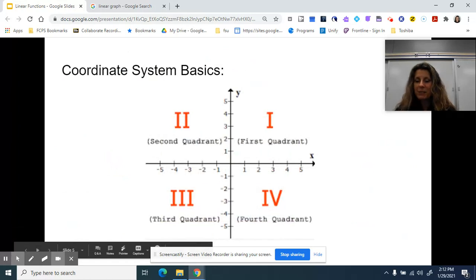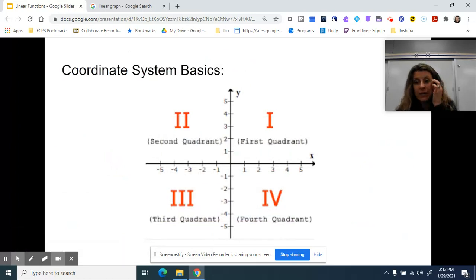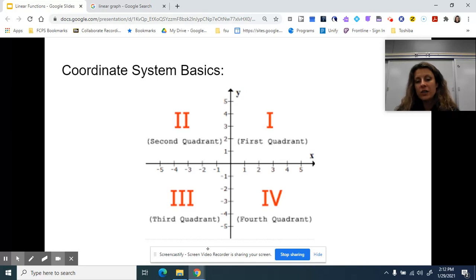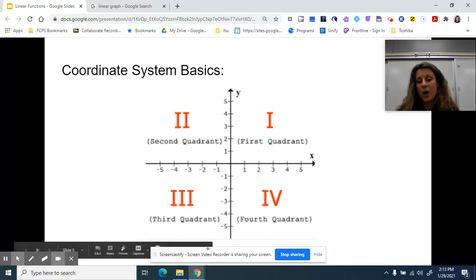So we are going to plot some points. Just some basic reminders about a coordinate system. We have 4 quadrants and we name those moving counterclockwise. This is the first quadrant where all x's and y's are positive. The second quadrant has negative x's but positive y's. The third quadrant has negative x's and negative y's. And the fourth quadrant has positive x's but negative y's.